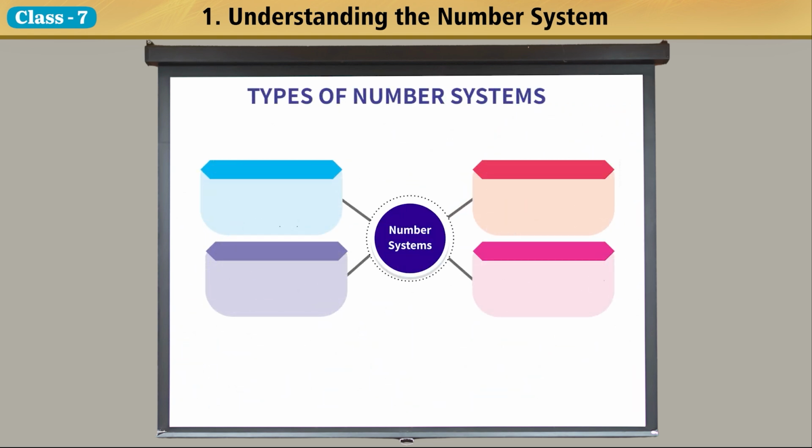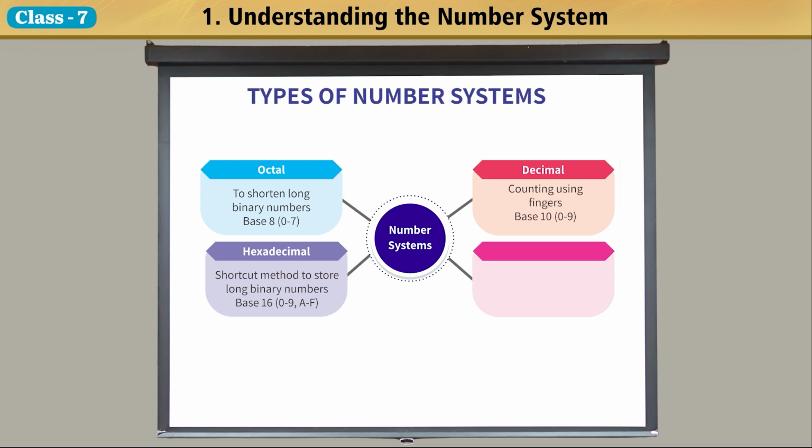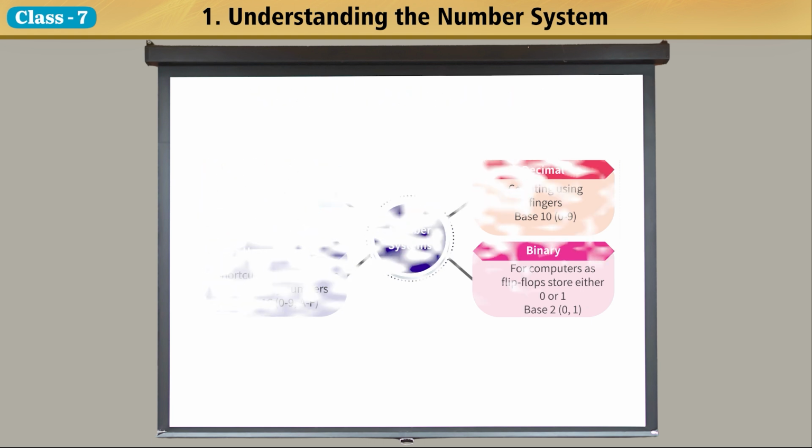Types of number systems. Octal: to shorten long binary numbers, base 8, digits 0 to 7. Hexadecimal: shortcut method to store long binary numbers, base 16, digits 0 to 9 and A to F. Decimal: counting using fingers, base 10, digits 0 to 9. Binary: for computers, as flip-flops store either 0 or 1, base 2, digits 0 and 1.